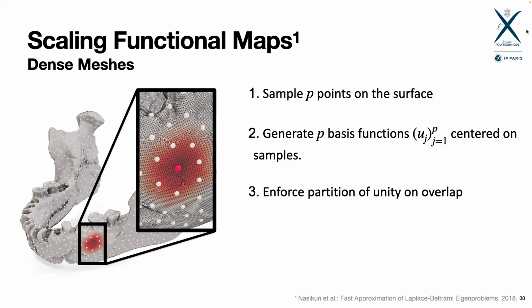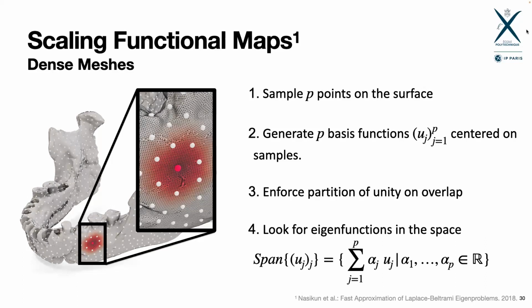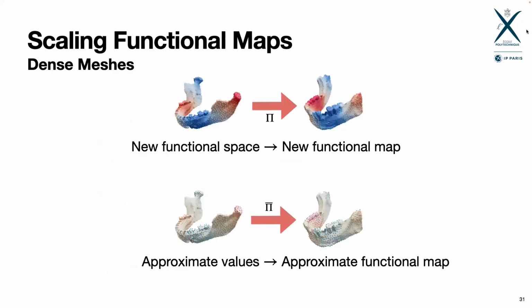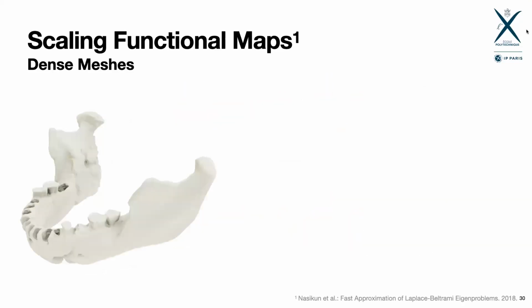And you have to ensure a partition of unity on the overlap. This is just for sanity reasons in some derivations after. And then you can just look for the eigenfunctions, which instead of being values at every vertex, are just a sum of these. Essentially just remeshing without remeshing.